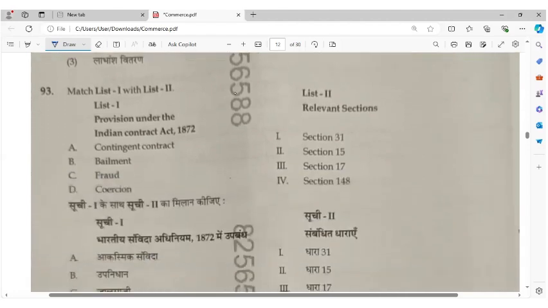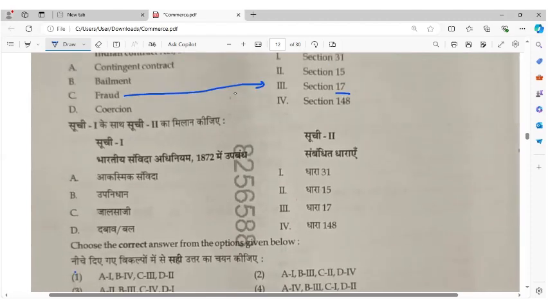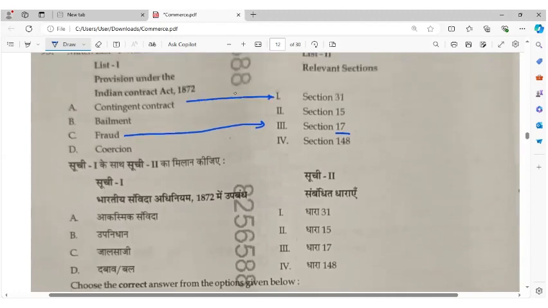Now the next question. List number 1 here gives the provisions under the Indian Contract Act, and the relevant sections are given. You can easily match fraud with section number 17. You know that 17 is khatra, dangerous. 17 ka khatra. So fraud is 17 ka khatra. If you match this, you can easily get your answer; only option number 1 has the C option. If you remember that fraud is 17 ka khatra, you can easily match this. And you know that contingent is related to section 31, caution is related to 15, and bailment is related to 148.